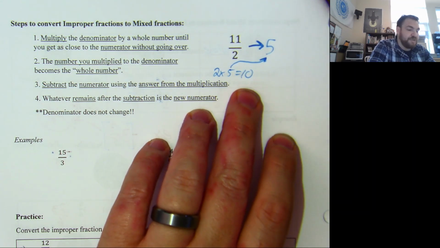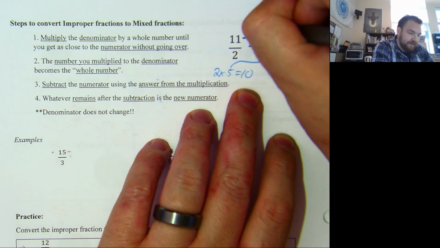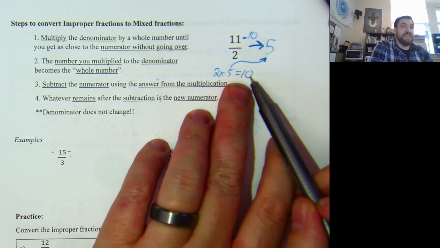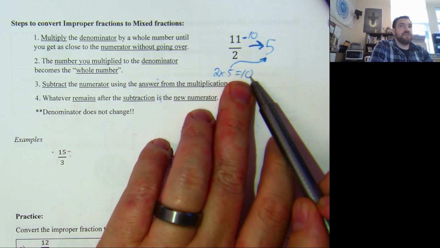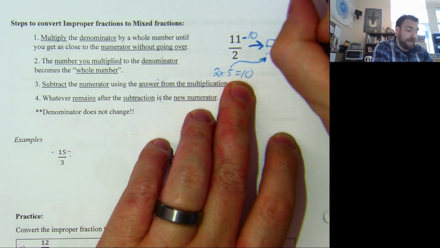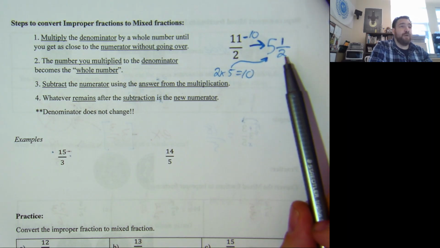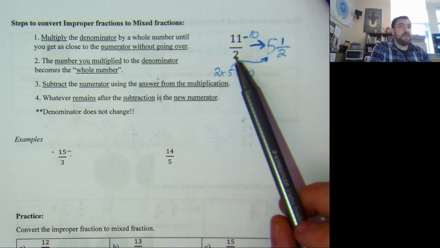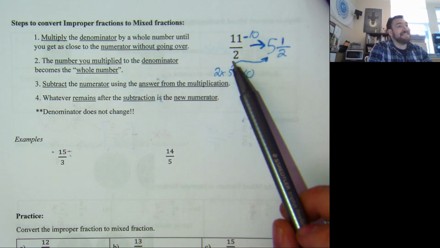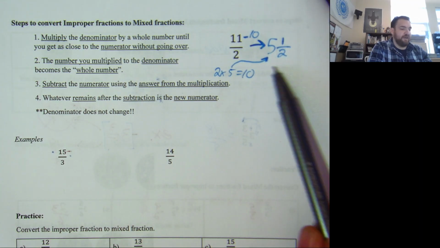Then we take the numerator and subtract the nearest whole number we used. So 11 minus 10 is 1. And the denominator stays to represent the fraction that we started with. So 11 halves is the same as 5 wholes and 1 half, or 5 and a half.